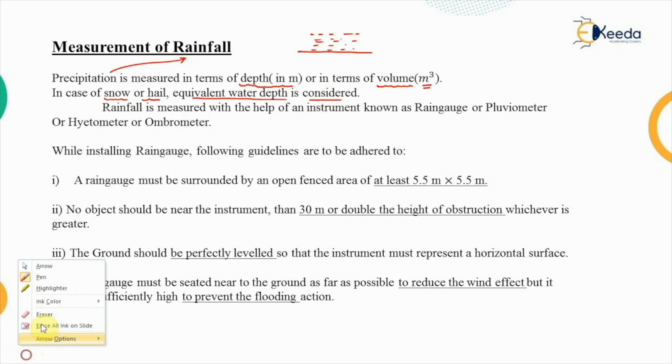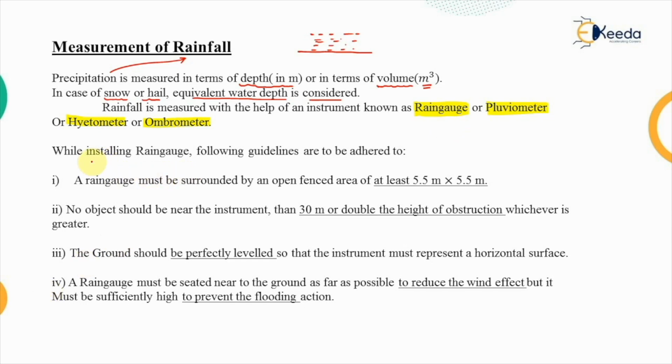Now, how do we measure that rainfall? Rainfall is measured with the help of an instrument known as a rain gauge. Rain gauges are also known as pluviometer, hydrometer or ombrometer. All of them are one and the same thing, but the most commonly used term related to the measurement of rainfall is rain gauge.